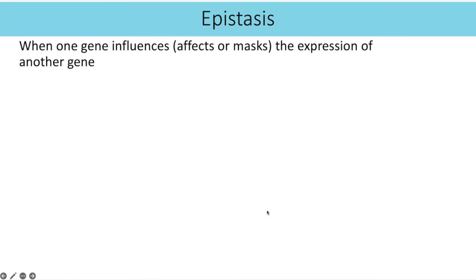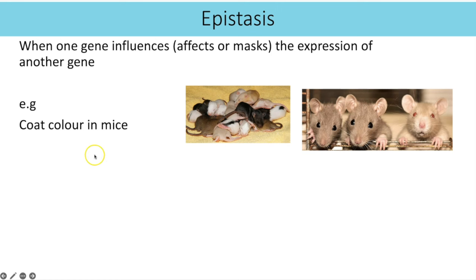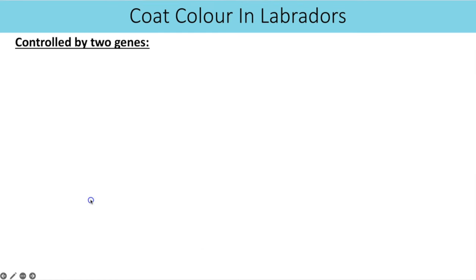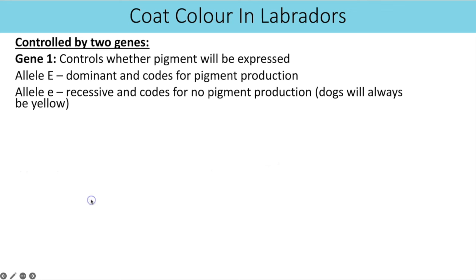Next is epistasis, and that was the definition we said is where one gene influences the expression of another gene. An example of this is coat colour in mice or coat colour in Labradors. Fruit colour in vegetables is another one. So colour is quite a common example. So if we go through the coat colour in Labradors example, one of the genes controls whether pigment will be expressed, so produced. The dominant allele for that gene means the pigment will be made.